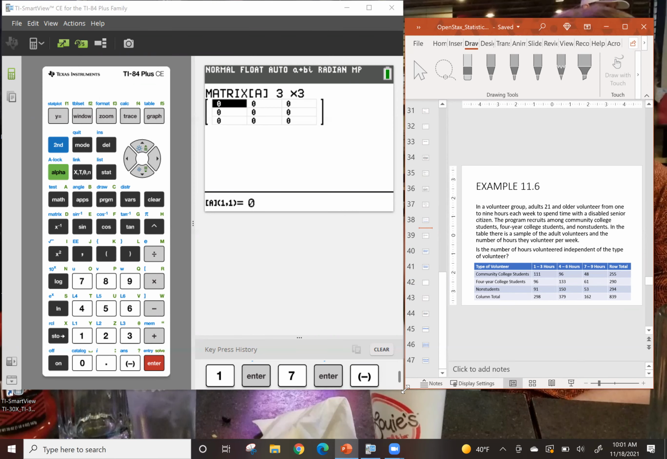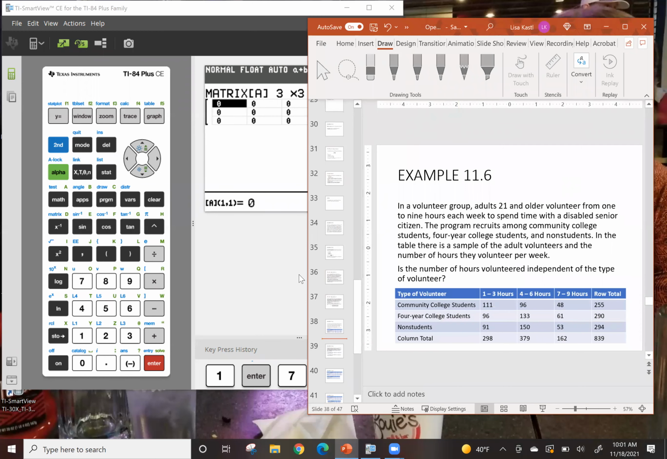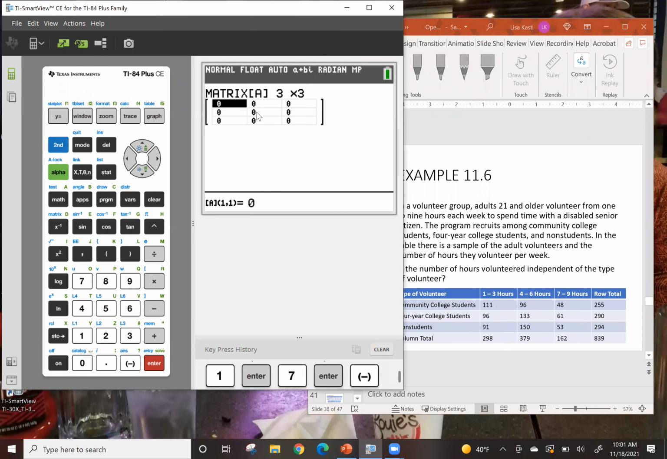Okay, so I'm going to put 111 in that first row, first column. So I'm just going to type in 111 and then enter. And then it moves me to the second element in that first row, which is 96. And then the third element is that 48? See, I've got it so small, I can't see it. 48. Okay, so there's my first row in my table of observed values.